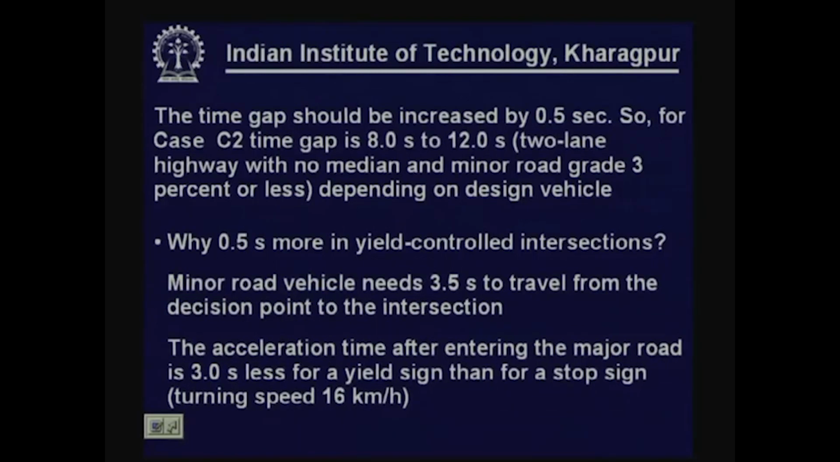Now, why half a second more? Because the minor road vehicle needs 3.5 seconds to travel from the decision point to the intersection. This is not required for stop control intersection. So, this is additional time for yield control. However, for yield control the acceleration time is 3 seconds lesser, because the vehicle does not stop. It is a turning speed of 16 km per hour. So, this is 3 seconds less. Altogether half a second more is required. That is why, instead of 7.5 to 11.5, it is 8 to 12 seconds.